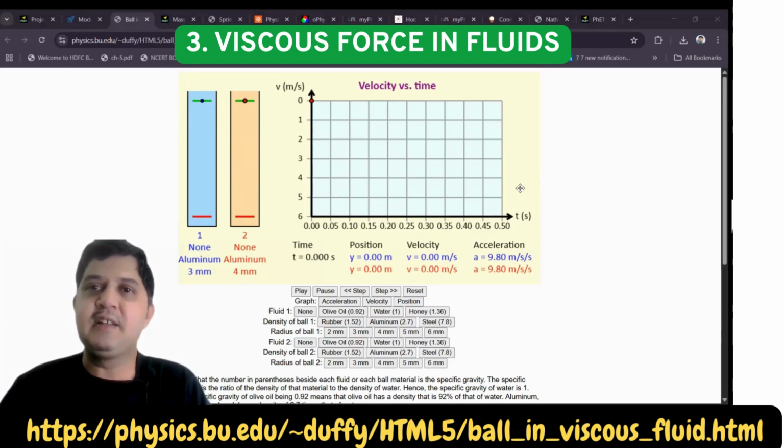So, I have the buttons here: play, pause, step, reset, graph, fluid 1. This is your fluid 1. I can use olive oil in the first one. And in the second one, for the density of the ball, let me take, for example, steel only. The radius of the ball we can fix, we can put anything. For example, I can do 2 millimeter, and then I can run this.